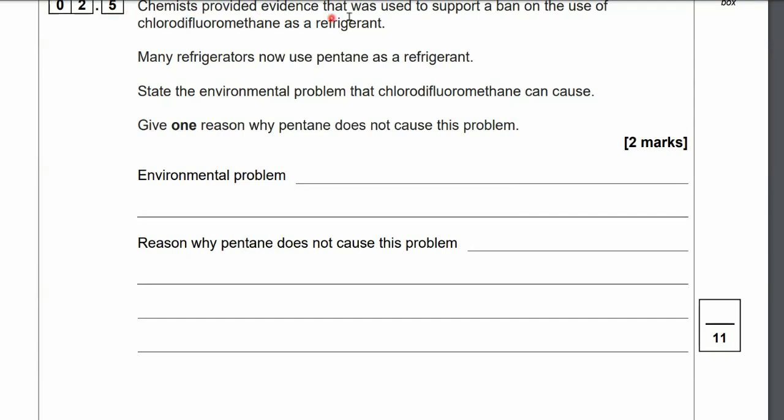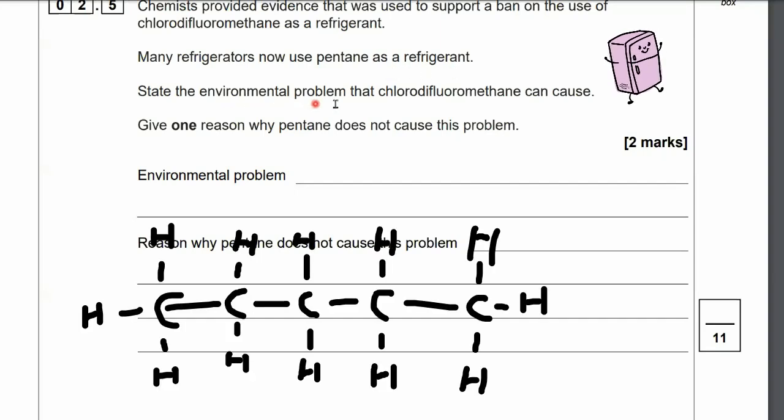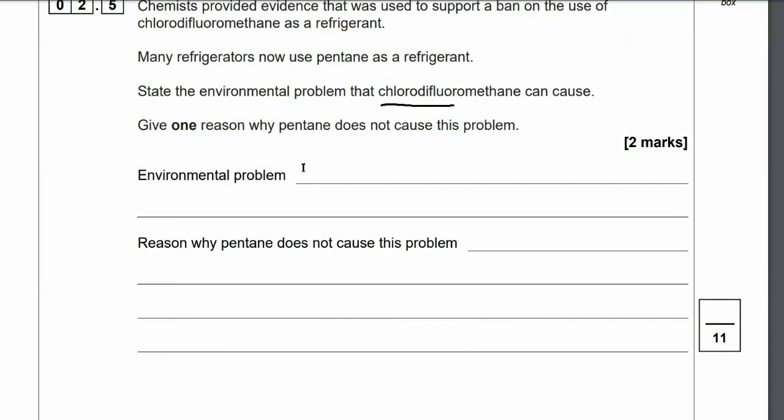Chemists provided evidence that was used to support a ban on the use of chlorodifluoromethane as a refrigerant. Many refrigerators now use pentane as a refrigerant. State the environmental problem that chlorodifluoromethane can cause. Give one reason why pentane does not cause this problem.